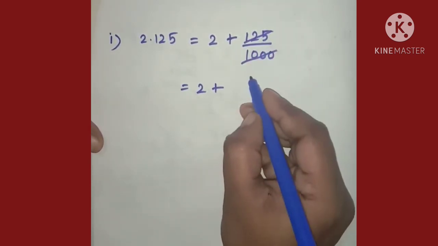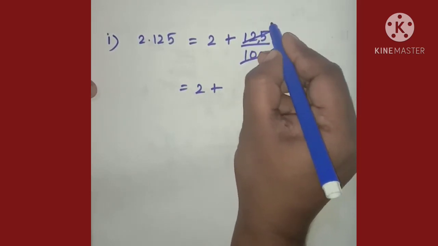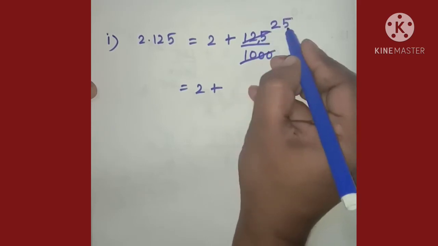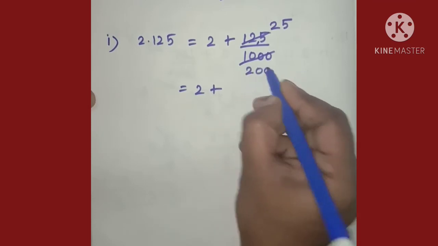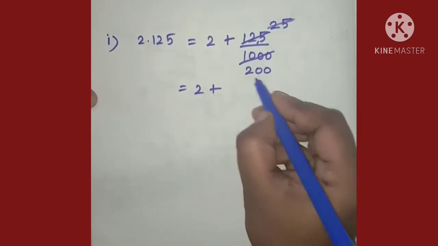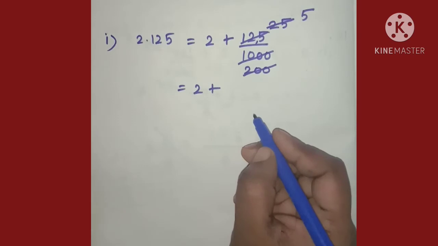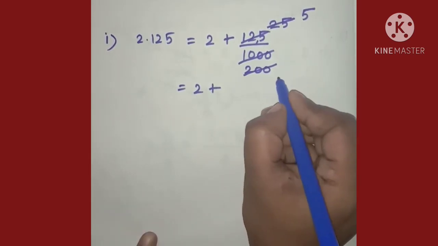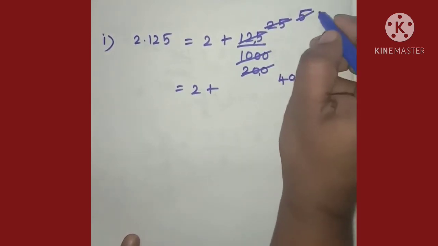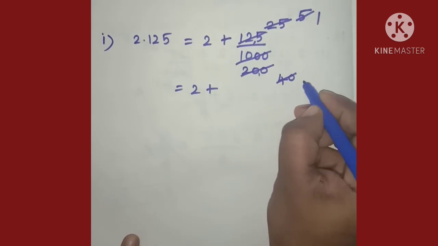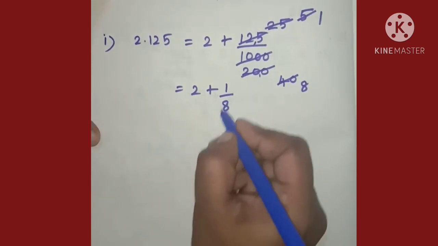Now cancelling 125 by 1000, we get, by using the 5 table, 25 in the numerator, since 25 5s are 125, and here in the denominator 200. Again using the 5 table we can cancel 25 and 200. So in the numerator it is 5 times 5 is 25, and here 40. And again we can cancel: 1 time 5 and 8 times 5. So we get 1 by 8.